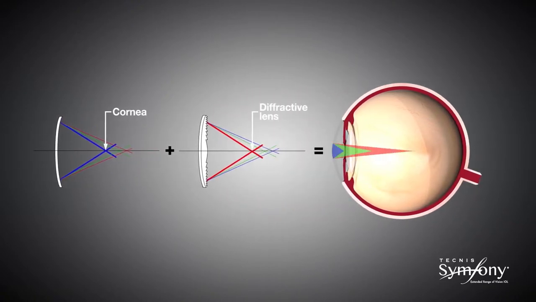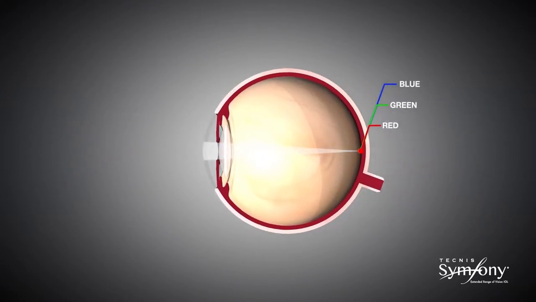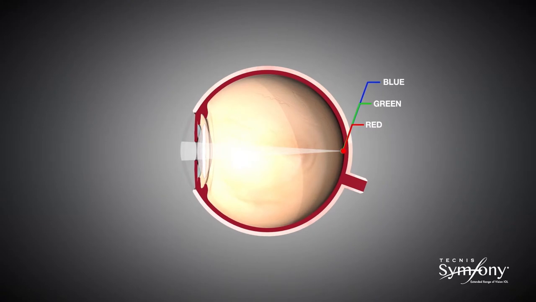Chromatic aberration can be reduced with a diffractive IOL because a diffractive lens is opposite to the cornea in that it is more powerful for red light and less powerful for blue. The effect is that the wavelengths of color meet at the same focal point, so that blur and aberrations are reduced. But achromatic technology applies this principle to not only reduce chromatic aberration, but to correct the chromatic aberration of the natural eye.